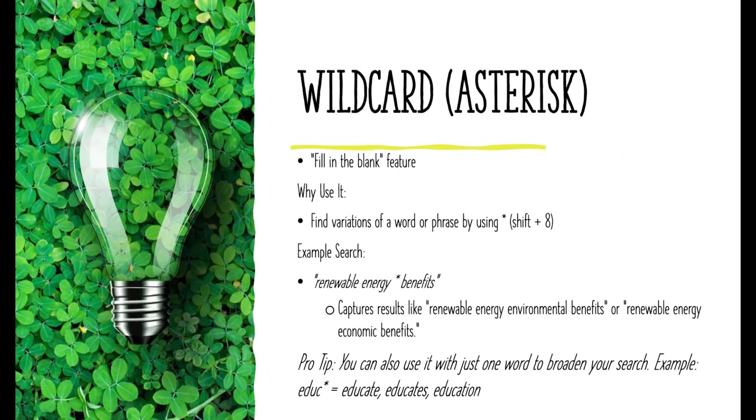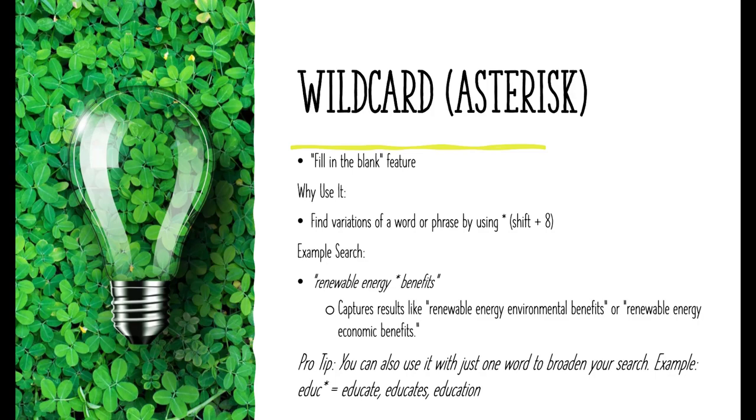Now let's talk about another handy tool for smarter Google searching, the wildcard, which is represented by an asterisk or star on your keyboard by using Shift and the number 8. Think of it as a fill-in-the-blank feature for your searches. The wildcard helps you find variations of a word or phrase. By placing an asterisk or star in your search, you can uncover results that include different words in that spot.